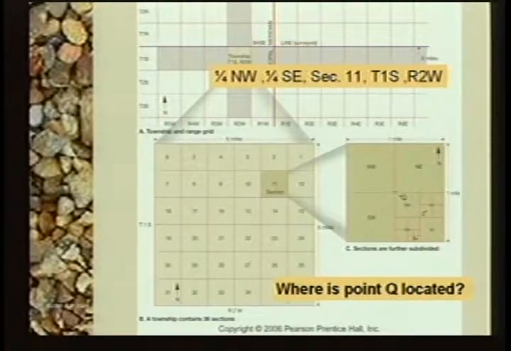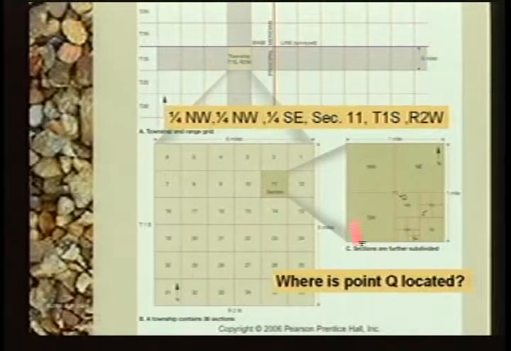Can we get even a little closer? Well, I think we can. I think we can take that northwest quadrant and divide it again. And if we do that with imaginary lines, we can see that Q is still located in that northwest quadrant. So, where is our point Q located? In the northwest quadrant of the northwest quadrant of the southeast quadrant of section 11 of township 1 south and range 2 west.